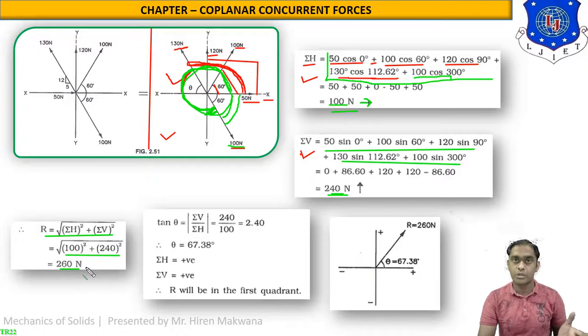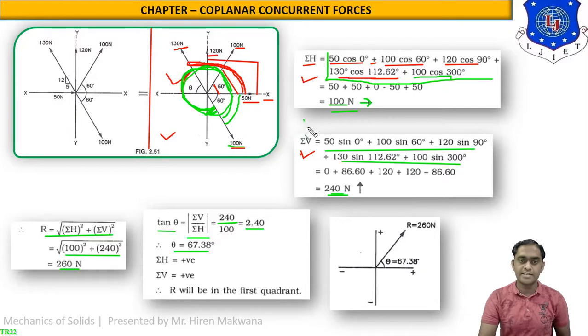Now the time for the direction of the resultant. What is the direction? Tan theta equals the modulus of sigma v by sigma h. Sigma v is 240, sigma h is 100. So the answer is 2.40. If you do tan inverse in your calculator, you will get the answer of 67.38 degrees. Here you can see that sigma h is positive and sigma v is also positive. So both are positive, so the resultant will be in the first quadrant.